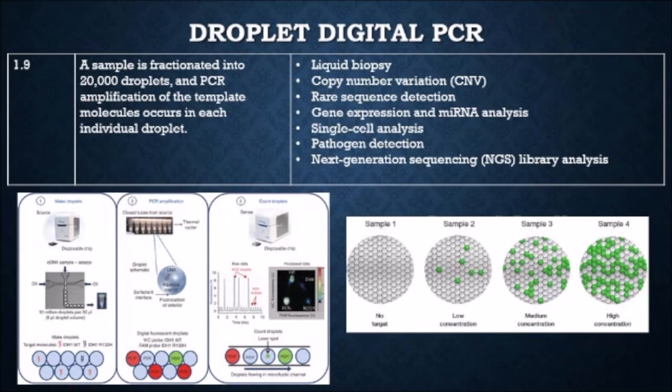Droplet digital PCR. A sample is fractioned into 20,000 droplets, and PCR amplification of the template molecules occurs in each individual droplet. Its applications go from liquid biopsy to copy number variation, rare sequence detection, gene expression and miRNA analysis, single-cell analysis, pathogen detection, and next-generation sequences library analysis.